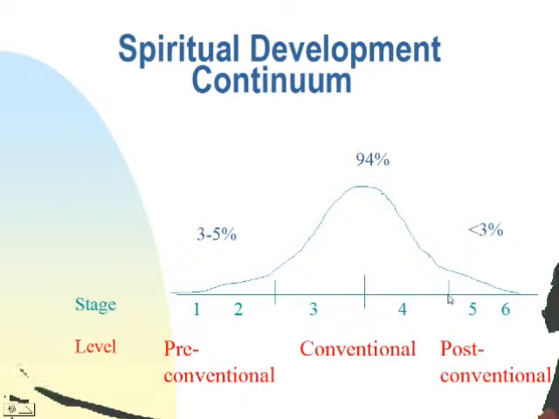Post-conventional people have this belief that there are universal principles that are more important than man's law, and they have a highly developed conscience. And we can also describe stages for every level. There are 2 stages.